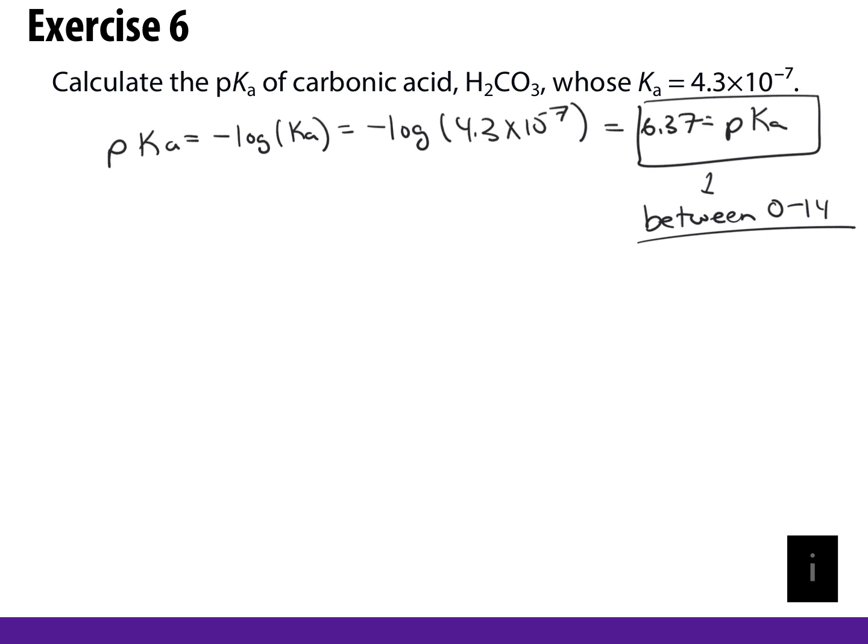When I do that, I get 6.37. And that's very common that the pKa will be in that range of sort of 0 to 14, just like whereas H+ concentrations are in that very small number range, pHs are often 0 to 14. pKas are also often in that 0 to 14 range on the same sort of scale as pH.